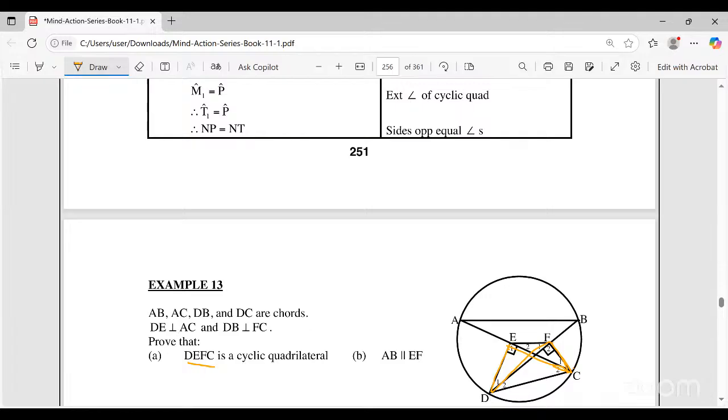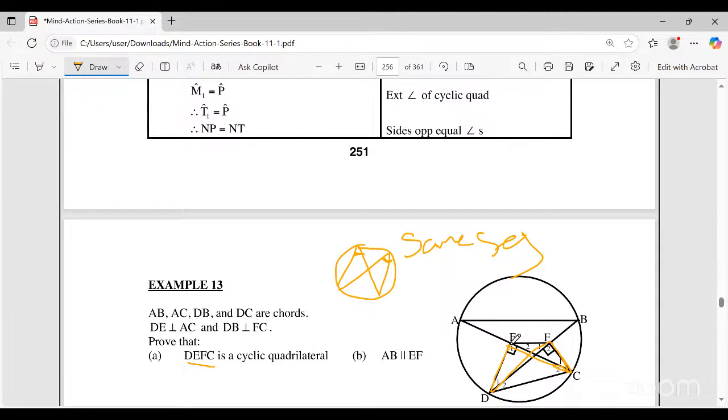Since I don't have a center, 90 is equal to that 90 because angles in the same semicircle. Same segment. Those angles are equal, reason being angles in the same segment, angles subtended by the same chord.